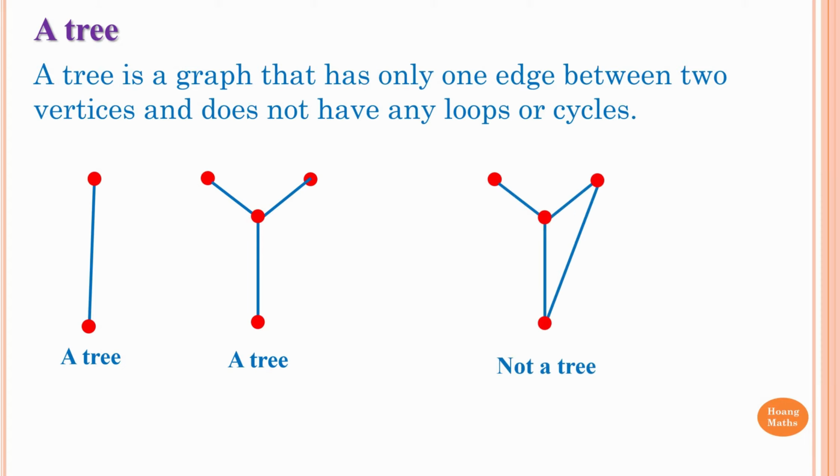Now this one is not a tree because this network has a cycle, because these three vertices and the three edges connect together to make a cycle. So therefore this is not a tree.